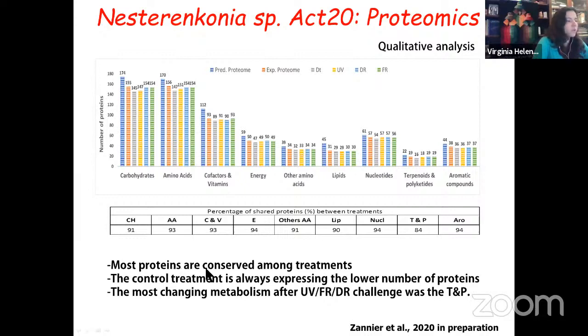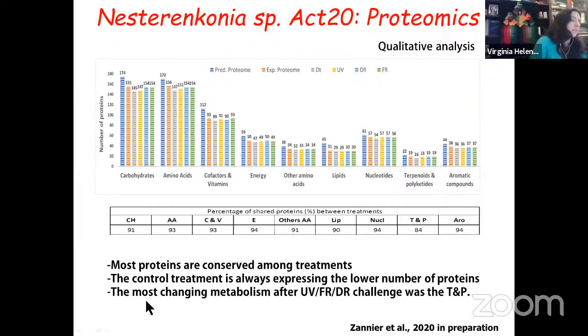The important thing is that most proteins are conserved among treatment. So if we compare the predicted, the experimental proteome in all these conditions, so in photo repair, dark repair, UV, and the total dark, we will see that in general they are similar. For instance, carbohydrates, the percent of shared proteins among all treatments is 91%. So 91% of the proteins are present in all the conditions, no matter which condition it was.